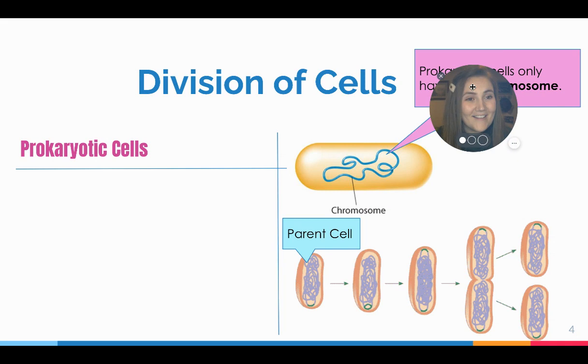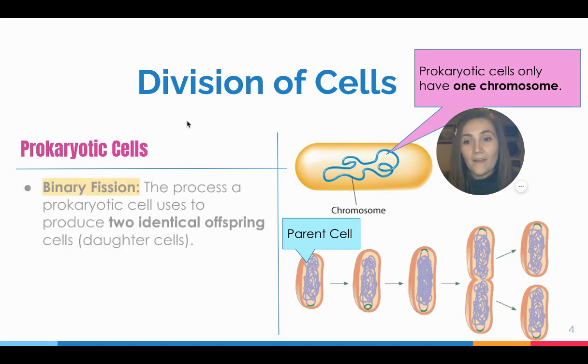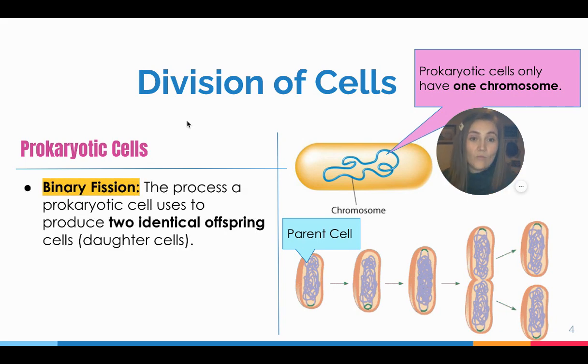Let's start with the prokaryotic cell, shall we? So prokaryotic cells, remember, these are bacteria cells, and they contain one chromosome. They're very simple. So their chromosome, their DNA, is floating inside the cytoplasm, and it's a circular shape, so it's connected in a loop. So prokaryotic cells, when they need to make more cells, reproduce using a process called binary fission. So binary fission, as a result, is going to produce two identical offspring cells.